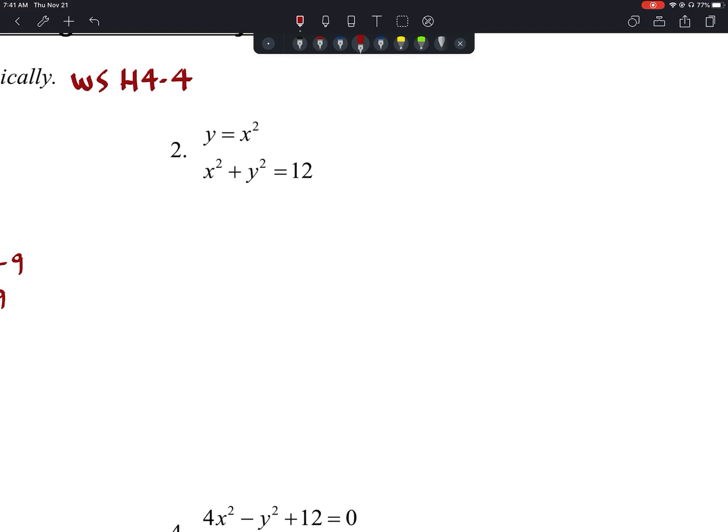This is the homework video for Worksheet H4-4. This is problem number 2. We have y equals x squared, and we have x squared plus y squared equals 12.